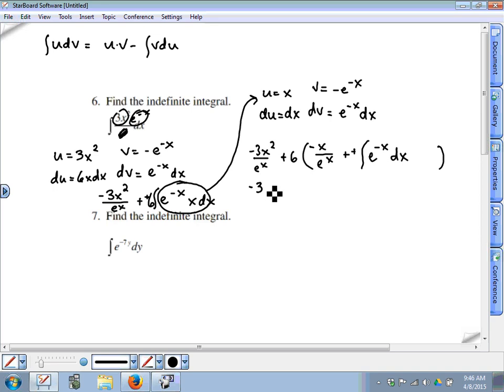So we have negative 3x squared over e to the x minus 6x over e to the x minus 6 over e to the x. We just distributed the 6 here and here, and the integral of e to the negative x is negative e to the negative x.